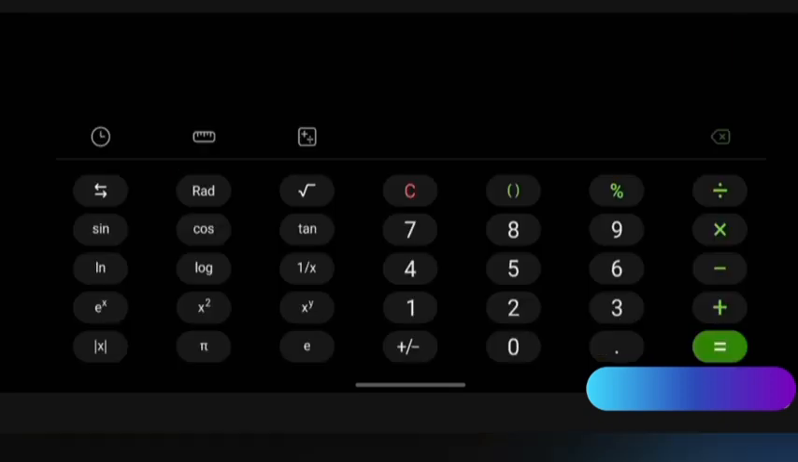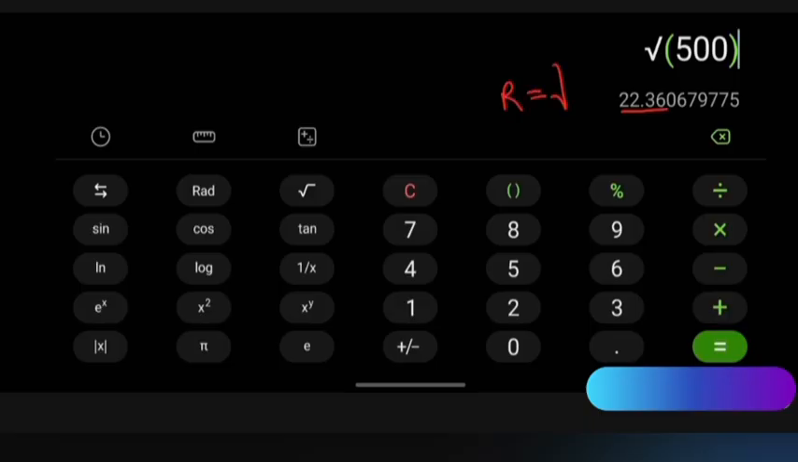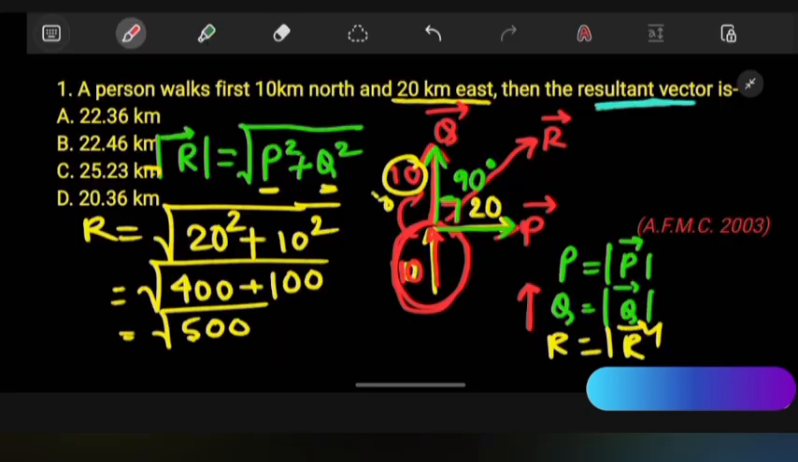500. So what was the value? Root over 500. So we will simply do that. Root 500. So what is the value? The value is 22.36. Our resultant was r, root over 500. So root over 500 is 22.36. So our answer is 22.36. So the answer will be option A, 22.36 km.